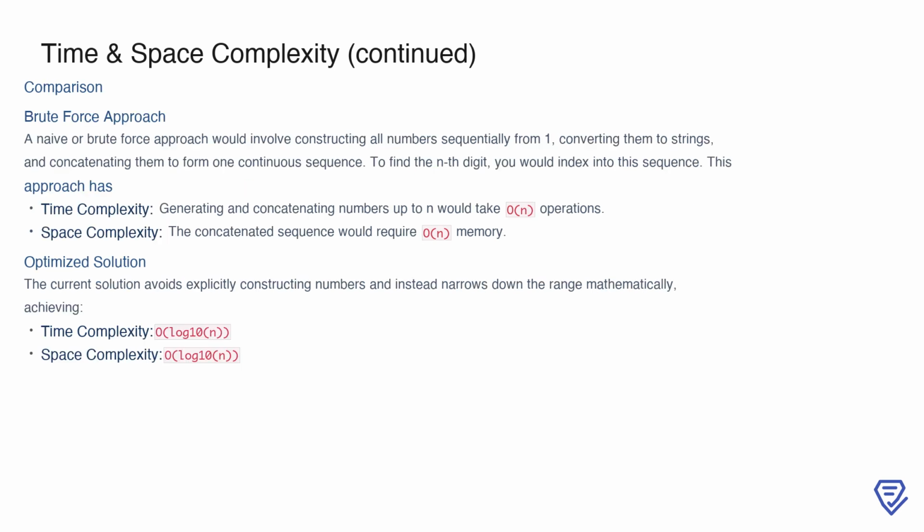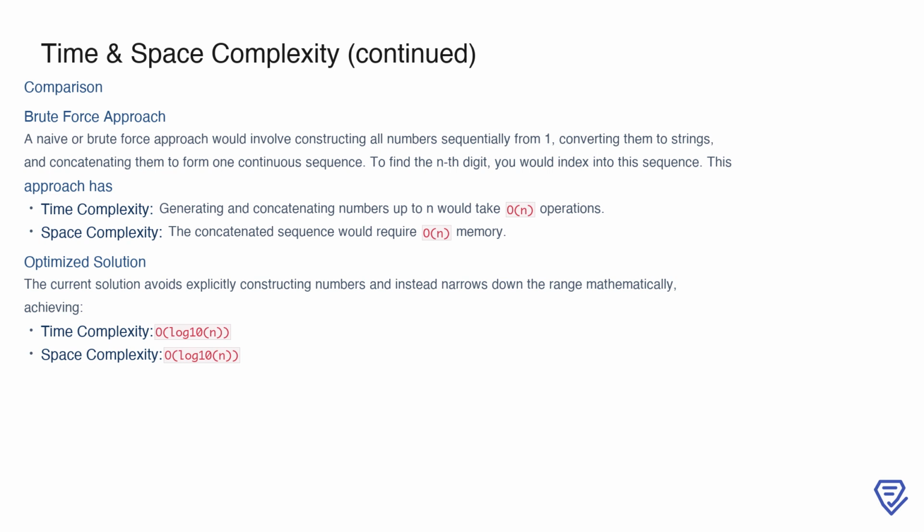To put this into perspective, consider the brute force approach to solving the problem. A naive method would involve generating all numbers sequentially from 1, converting each to a string, and concatenating them to form a single sequence. To find the nth digit, you would simply index into the sequence. However, this approach involves generating and concatenating numbers up to n, resulting in a time complexity of O(n). Additionally, the memory required to store the concatenated sequence would also grow linearly with n, leading to a space complexity of O(n).